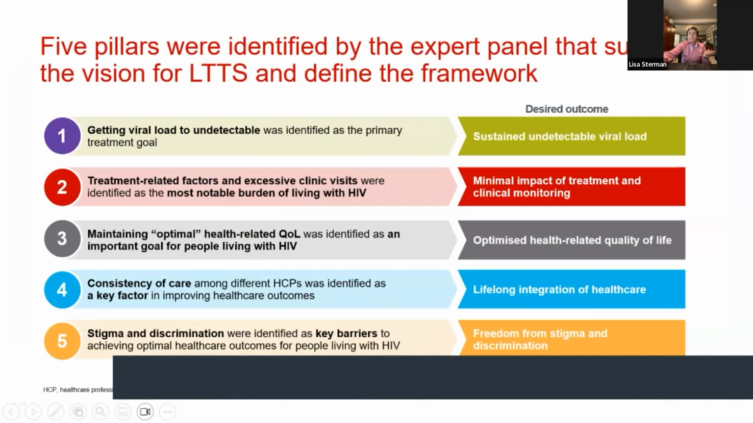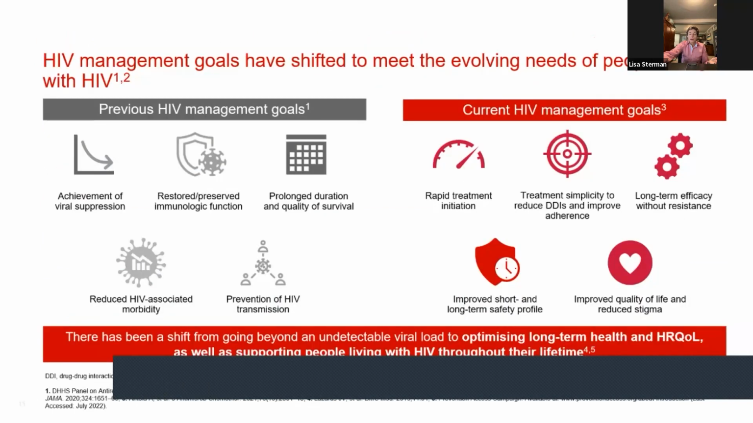In many cases, people are living longer, healthier lives with HIV. One international expert panel of both providers and people living with HIV recently suggested 5 key pillars for long-term success. The first is sustained undetectable viral load. This is achieving undetectable viral load, which will support good health, as well as HIV prevention through U equals U. The second is minimal impact of treatment and clinical monitoring.